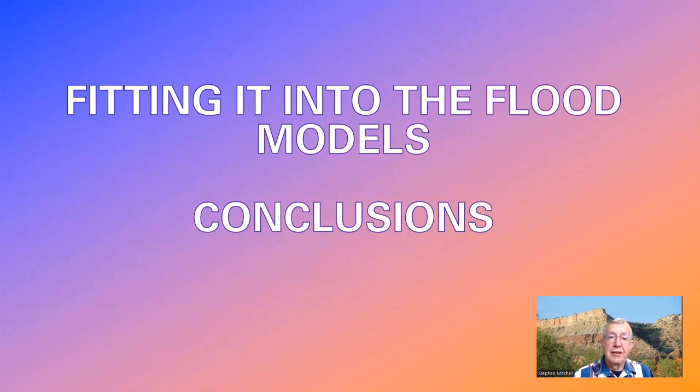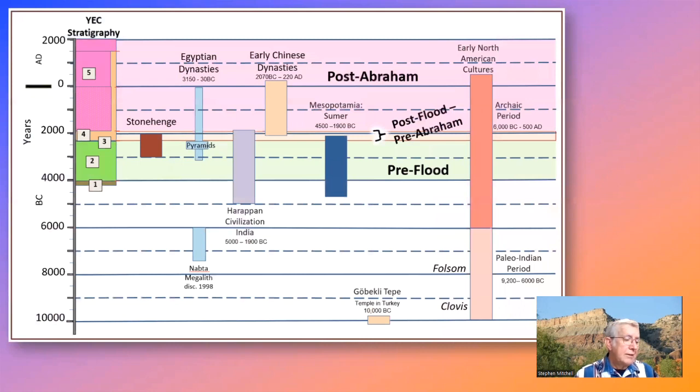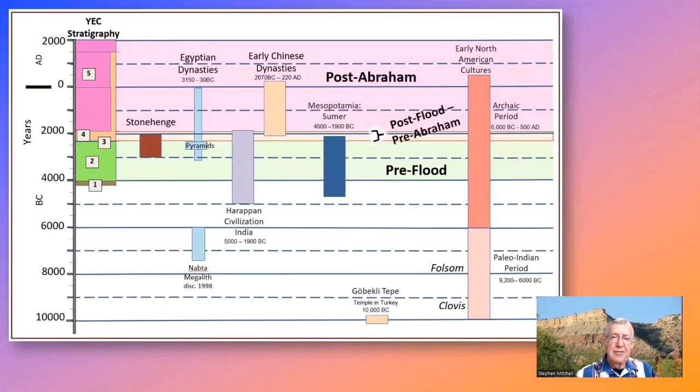Okay, we're going to try it again. We're going to look at the flood models and then draw a few conclusions at this point. This is again a timeline that's vertical with the oldest at the bottom. And again, we'll see that on the far right, you see Clovis man and Folsom man and the Paleo-Indian period, and then that was followed by the Archaic period.